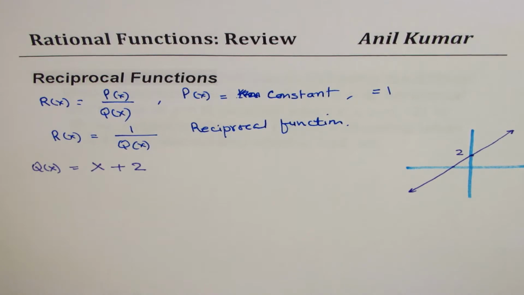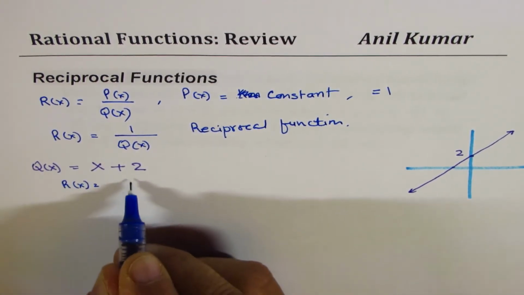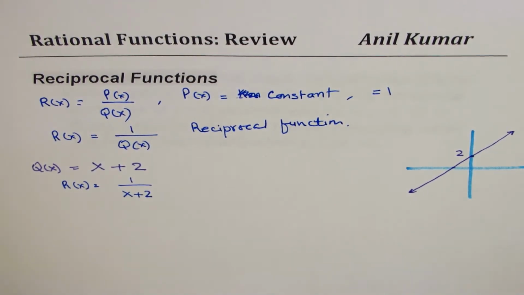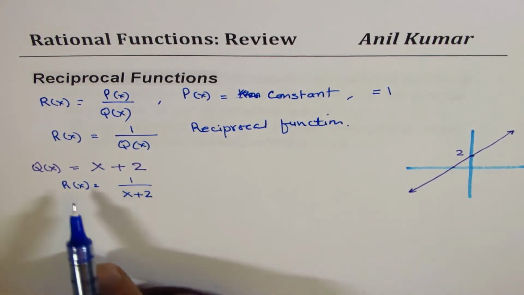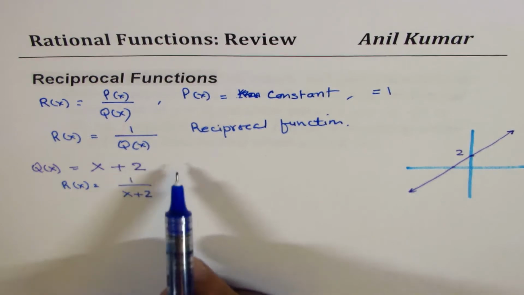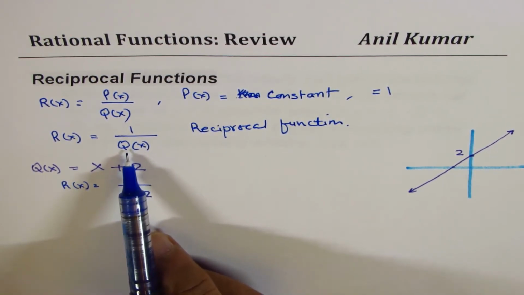Now, what should be the reciprocal of this? Reciprocal of this is 1 over x plus 2. Correct? How do you sketch this? What are the characteristics of this function? That is what we'll discuss. And then we'll take up other polynomials as our functions, right?